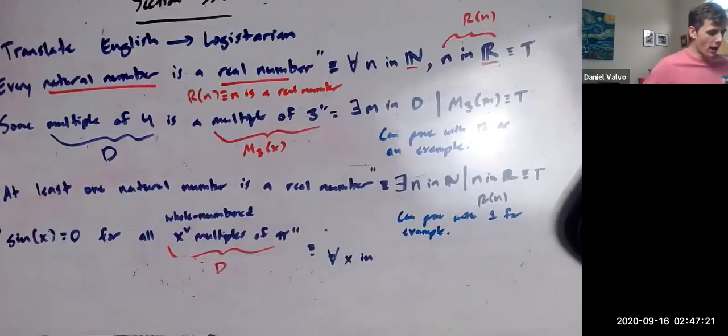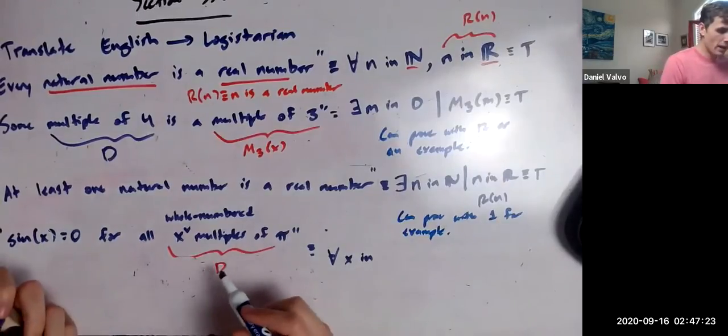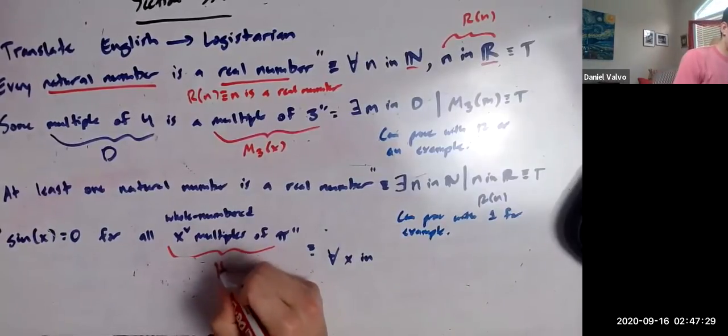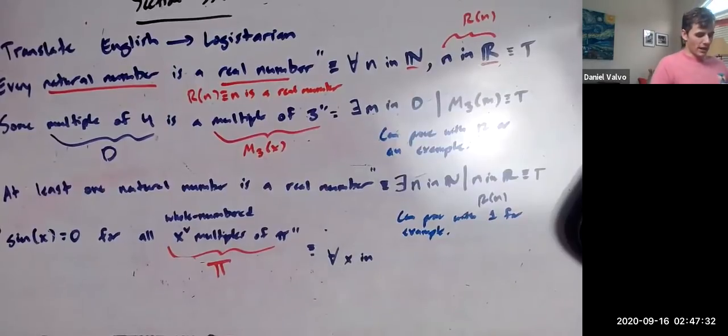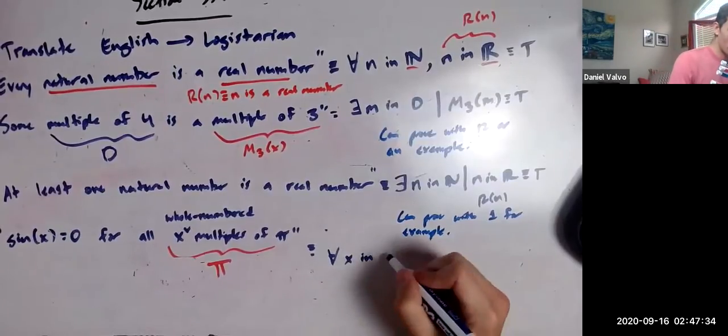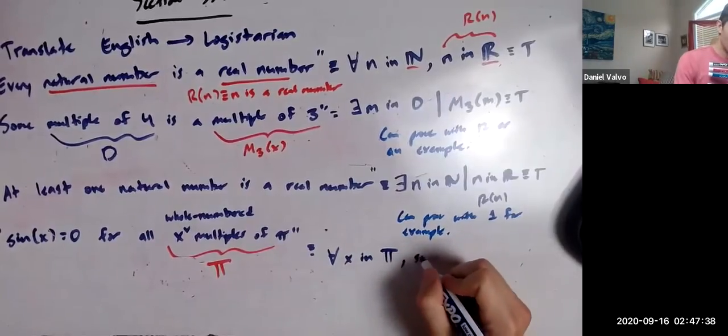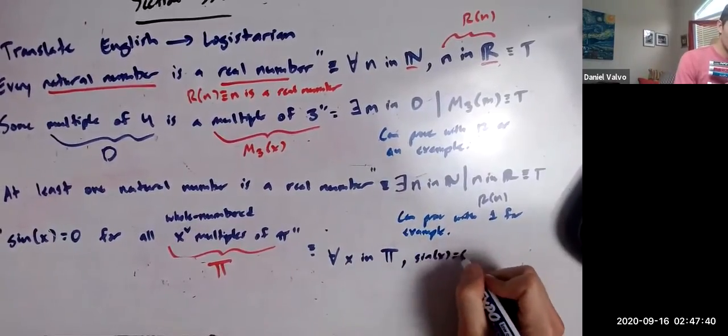So this is saying for all x in this domain right here, we're going to label something else. I'll label it big pi. For all x in this domain, big pi, sine of x equals 0.